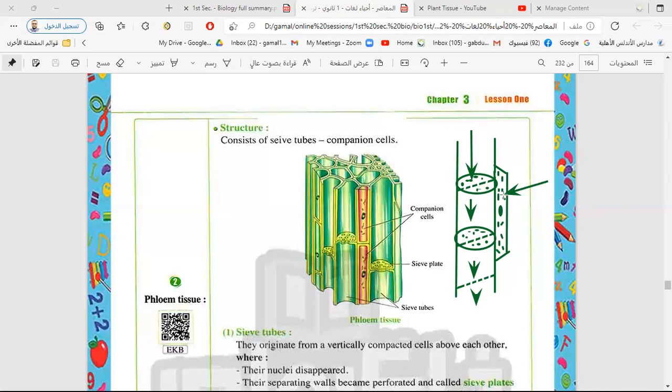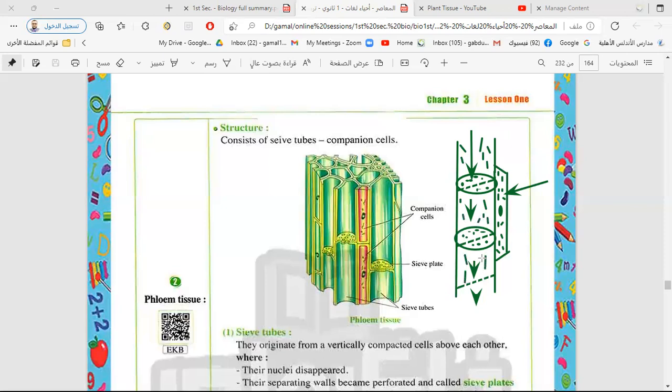Can we call it a dead tissue or a live tissue? Who can tell me? Is it dead or alive? It is alive. It is a live tissue, okay? Because it contains the companion cell, which contains nucleus and cytoplasm, and the sieve tube contains cytoplasm only. So it is not a dead tissue, but a live tissue.